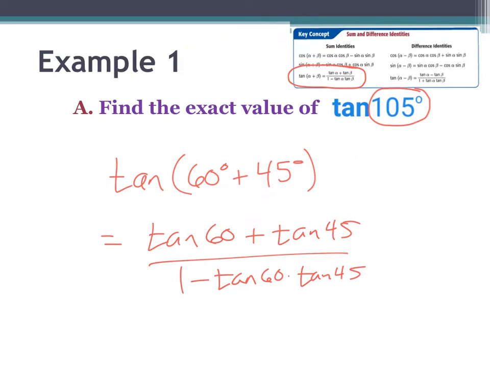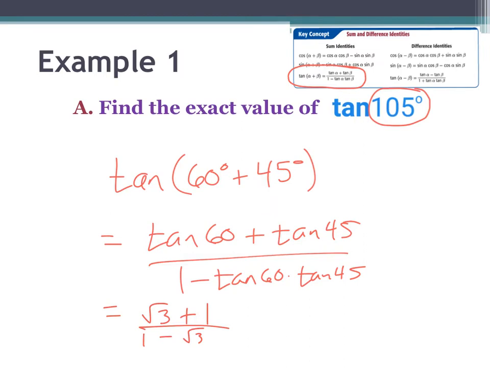So the next step would be looking these values up on the unit circle. And so the tangent of 60 ends up being square root 3. Tangent of 45 is 1. So I get square root 3 plus 1 in the numerator. On the bottom, I have 1 minus the square root 3. Tangent of 60, square root 3, and tangent of 45 is 1. And so I'm just left with 1 minus square root 3 on the denominator.